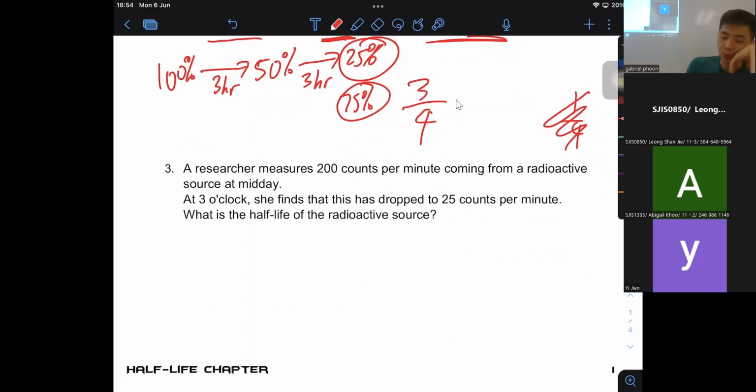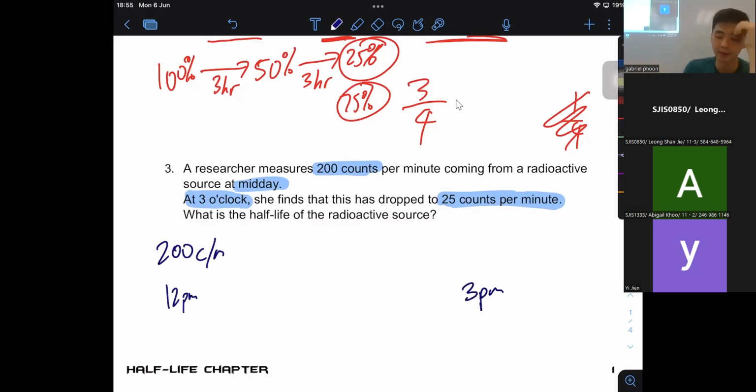Then question number 3 here. This one is more realistic to a real IGCSE question, guys. It says that it starts off with 200 counts per minute, which is the units of the radiation, at midday, which is at 12 p.m., right? Not 5 p.m. Then at 3:00, she finds that this has dropped to 25 counts per minute. If I draw the arrow chart, guys, it will be something like this. It starts off at 200 counts per minute at 12 p.m. Then at 3:00, I don't know how many half-lives we went through. It was only 25 counts per minute.